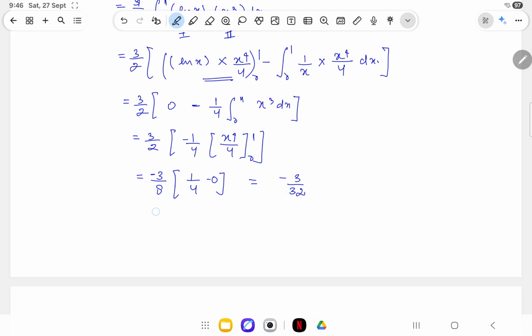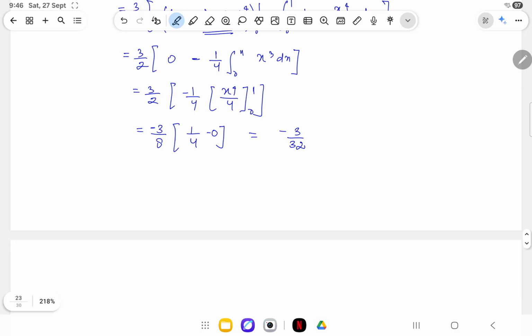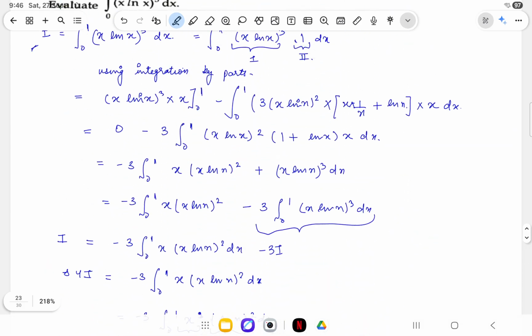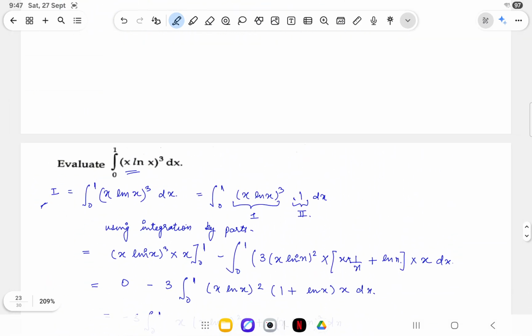But you see that on the left hand side we have 4I, and we are supposed to calculate the value of I. So I will be minus 3 by 4 into 32, and that is equal to minus 3 by 128, which is the final value of this integration. So that's all for this part of the video.